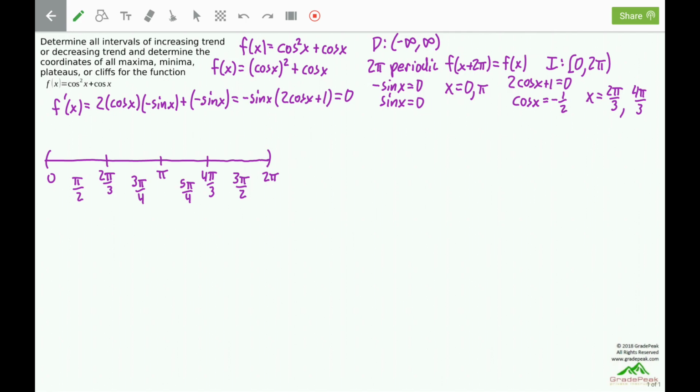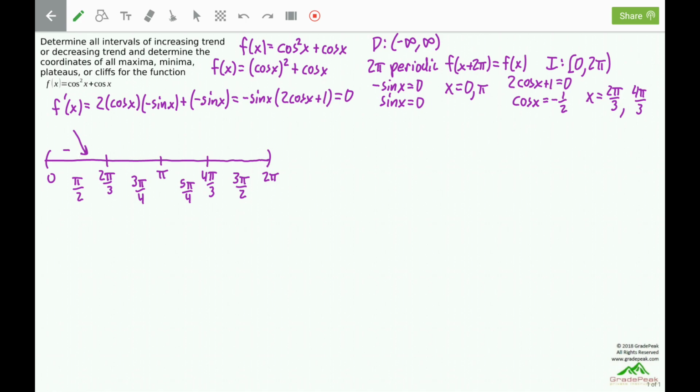We can now test the trend in each of these intervals by plugging the test value into the first derivative. We don't care about the value, just whether it is positive or negative. The best place to plug it in will be the fully factored version. Plugging pi over 2 in, working in the parentheses first. Cosine of pi over 2 is a 0, plus 1 is a positive. Outside of the parentheses, sine of pi over 2 is a positive, and then times that negative. We have a negative times a positive times a positive. That will be negative.